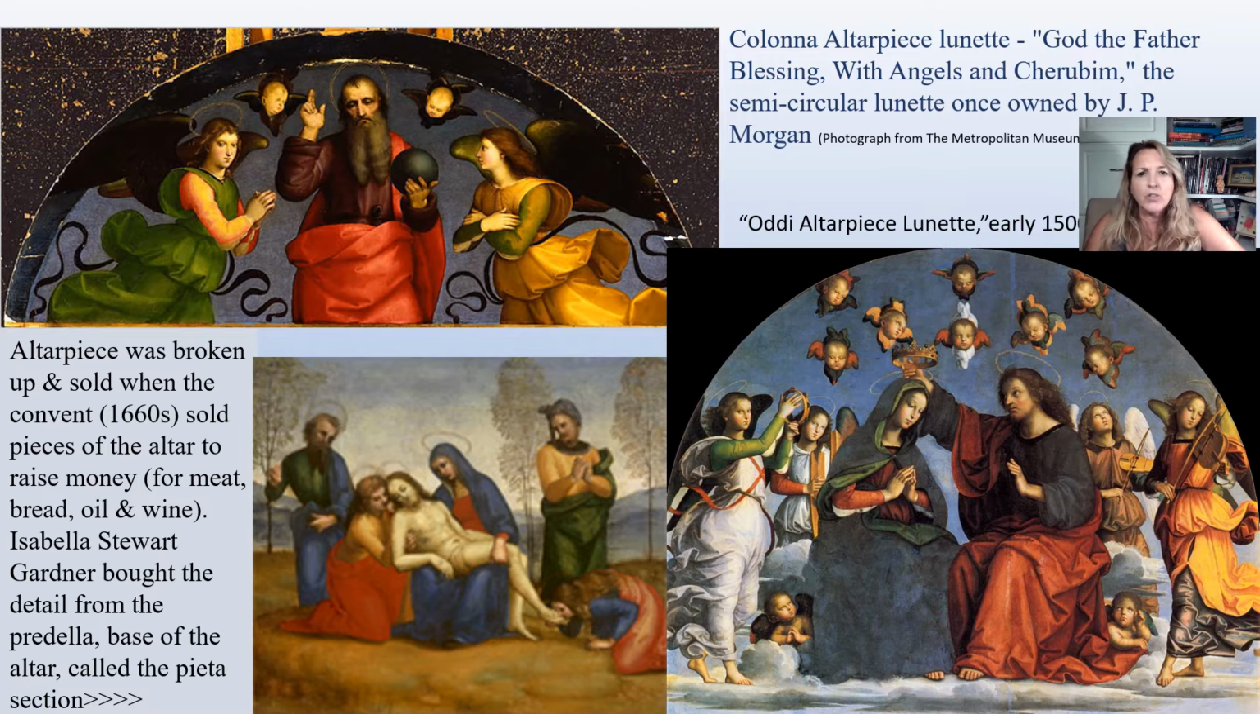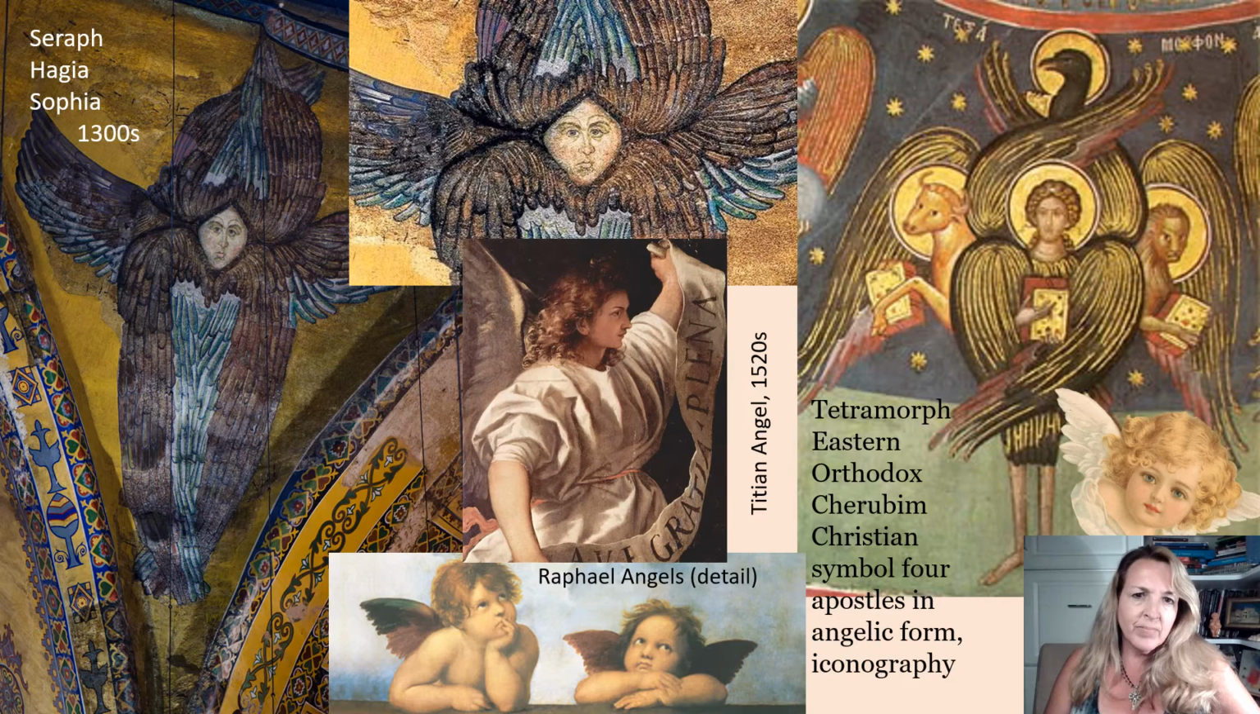The Colonna altarpiece lunette, that's that kind of half moon style, God the Father blessing with angels and cherubim, again in the upper part of the frame. And so the semi-circular lunette was once owned by J.P. Morgan. So the details are really quite gorgeous.